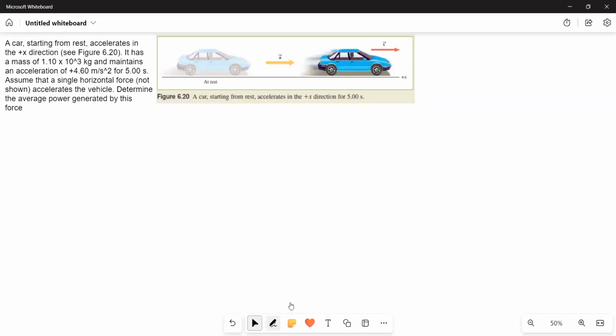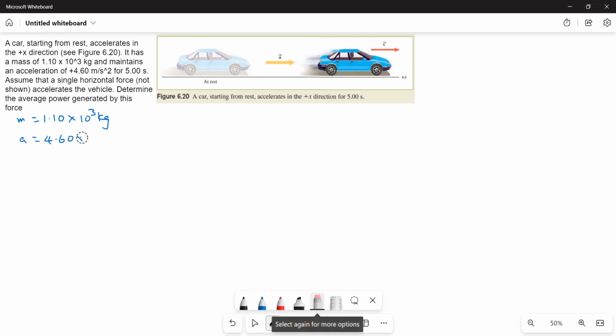Okay. Now first we will enter the data. What is given to us? Mass is given to us. And then acceleration is given to us, 4.6 meters per second squared. And then time is given to us. And then the car is starting from rest. That means initial velocity is equal to 0.